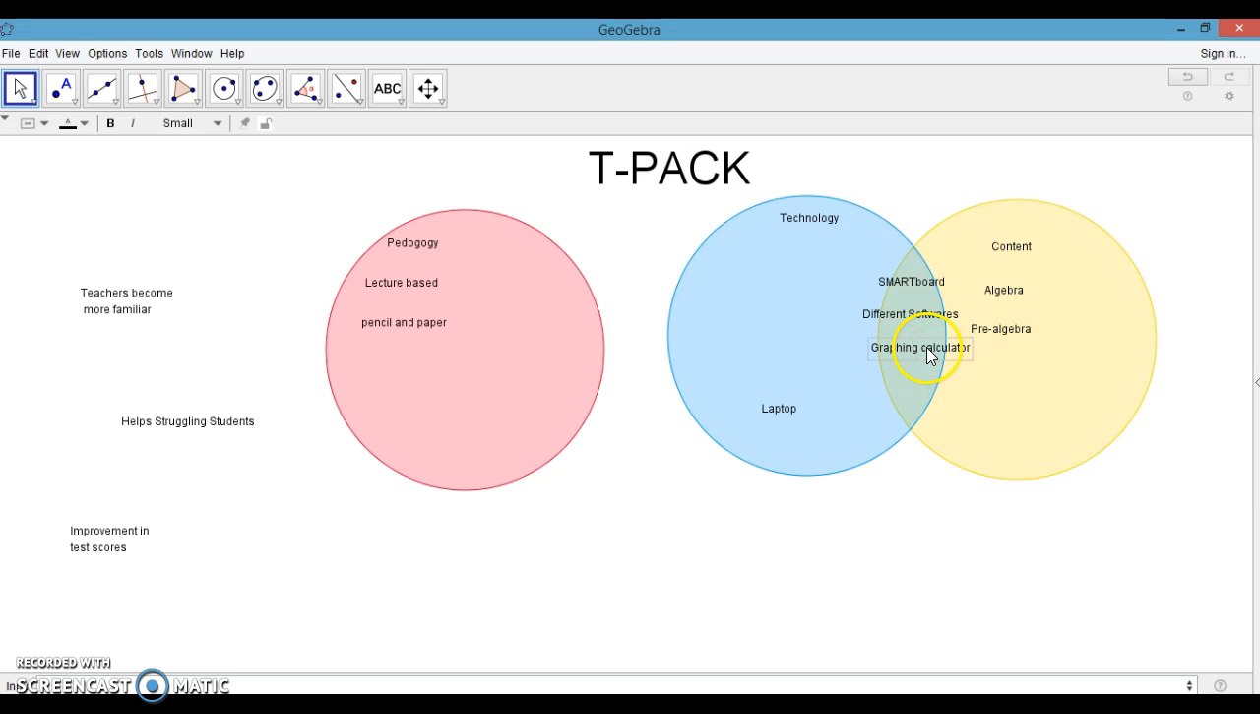Yeah. Graphing calculators would mesh well with algebra and pre-algebra. Maybe not a graphing calculator, maybe a simpler calculator, but you get the idea, just a calculator. A laptop too, if you do have online homework. I know that when I was in high school, I had math homework through something called Math Excel. So yeah, that's how those can overlap.